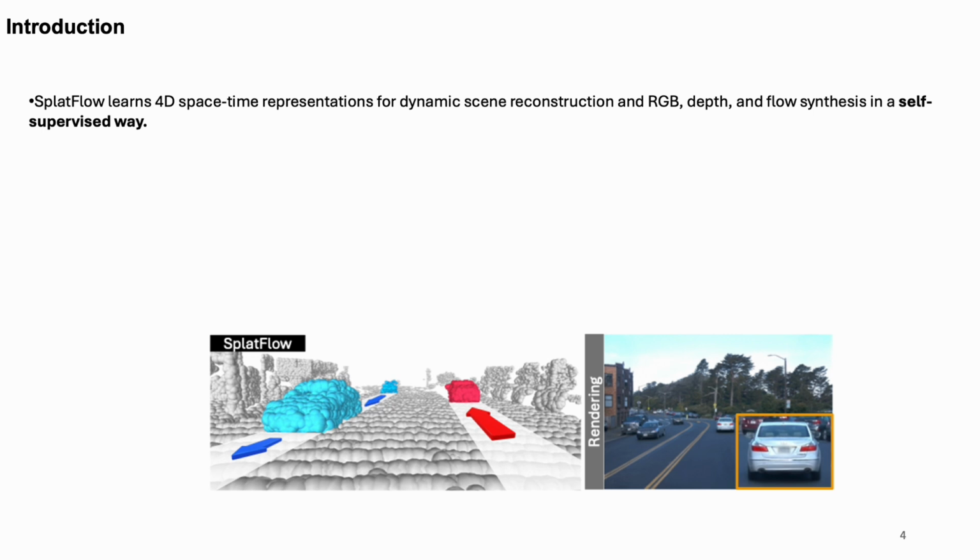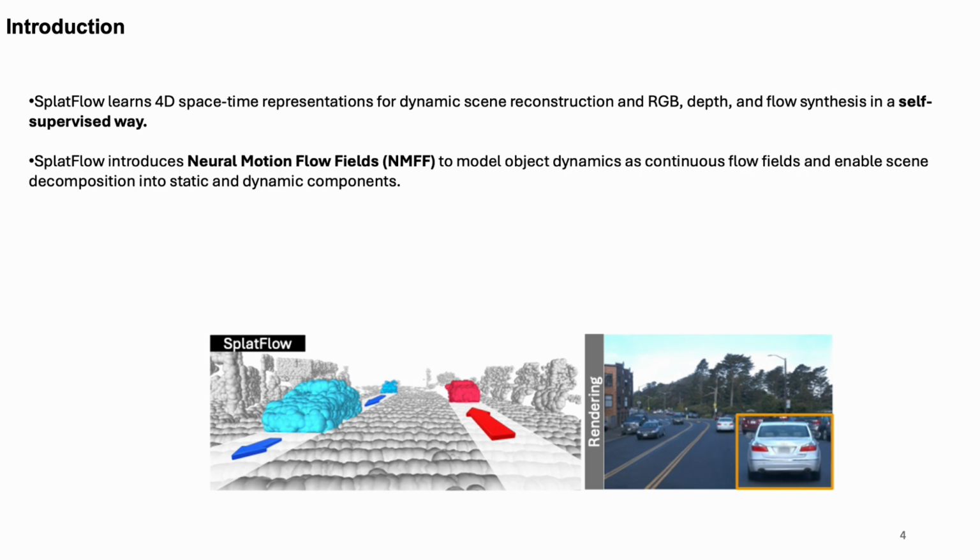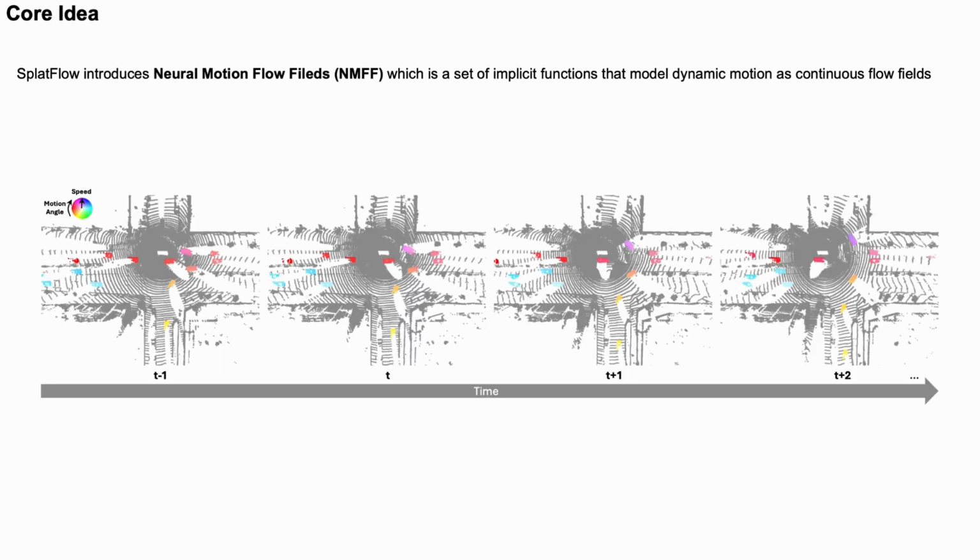Therefore, in this paper, we propose a self-supervised dynamic Gaussian splatting method for accurate scene reconstruction and high-quality novel view synthesis including RGB, depth and optical flow images. We introduce neural motion flow fields to model dynamic objects' motions as continuous flow fields, which also enables scene decomposition into static and dynamic components. In addition, we enhance the motion representation by uplifting 2D features distilled from foundation models to 4D spacetime through optical flow synthesis.